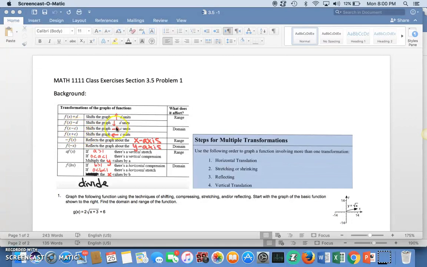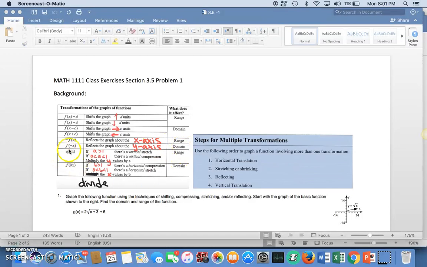If it says minus c, it's to the right. If it says plus c, it's to the left. So that affects domain. And then the reflections. If the negative is out in the very front, it reflects in the x. If the negative is right next to the x, it reflects in the y. And of course, those are the impact.